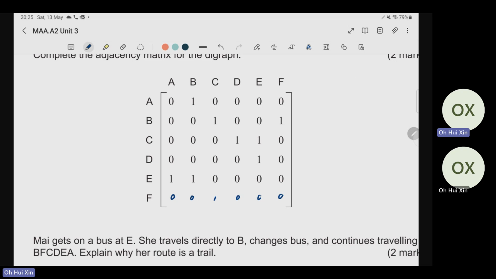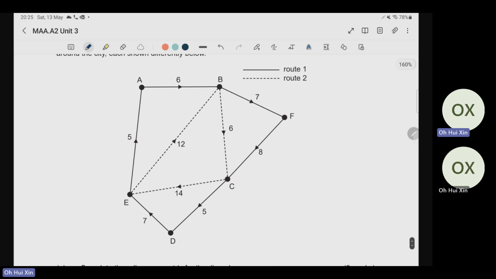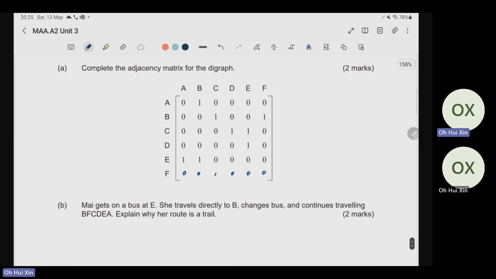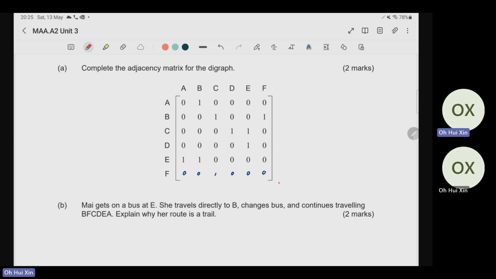Remember that in the matrix itself, you are not writing the weights. You are only writing how many ways you can do that walk. From F, the only way that you can go is FC. Other than that, they are all 0. If you successfully identify all the 0s, you get 1 mark, then get the 1, you get 1 mark.